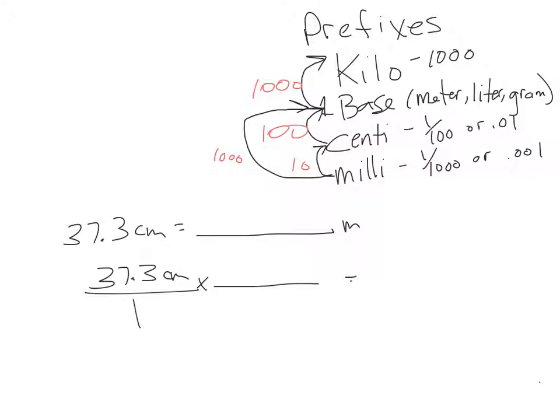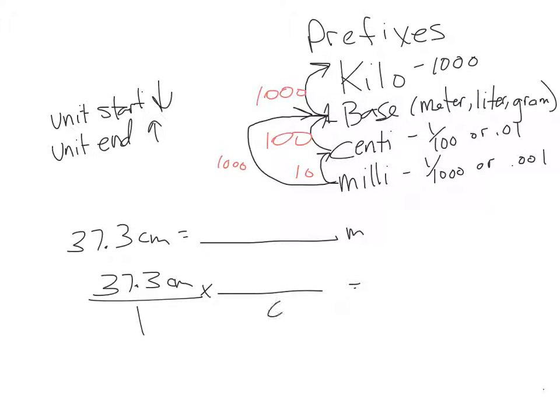So for the conversion fraction, one of the things I kept saying in class is that the unit you start with is on the bottom, and the unit you end with is on the top. Since we started with the centimeter, we'll put the centimeter in the bottom, and since we're converting into the meters, we'll put the meter on top. So again, what you start with goes on the bottom. Starting in centimeters goes on the bottom, so we can cancel it out. What we're ending with is meters, and that goes on top.